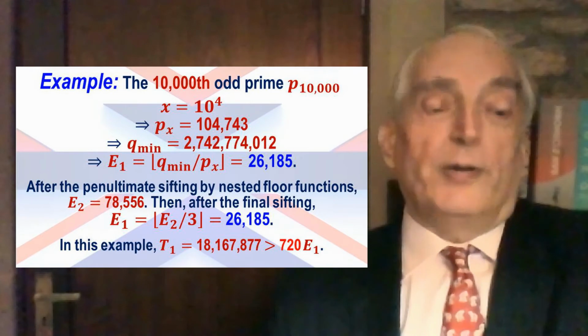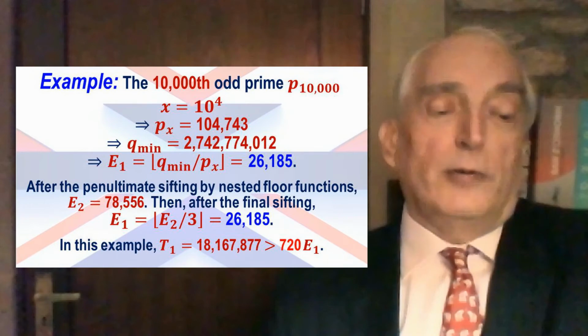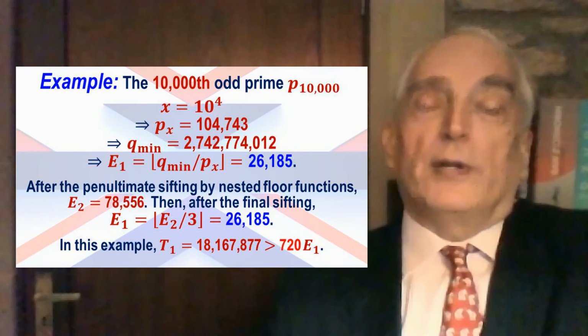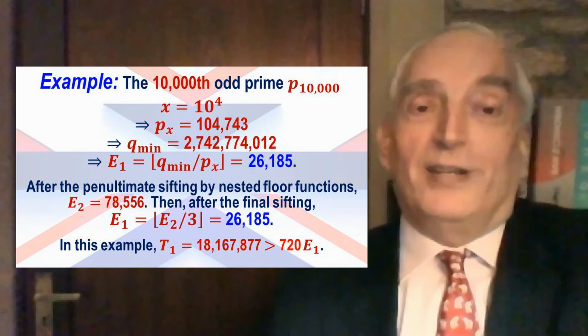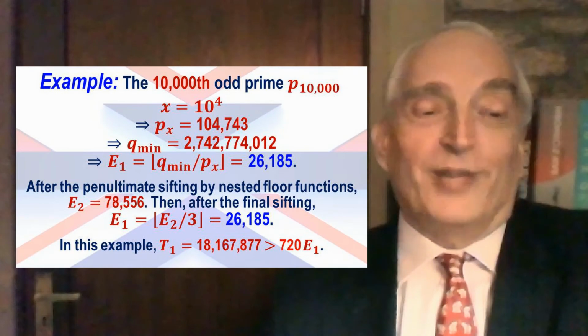And it's worth noting that in this example, T1 is equal to 18 million plus, which is greater than 720 times what E1 is, and yet E1 is healthily into the tens of thousands.